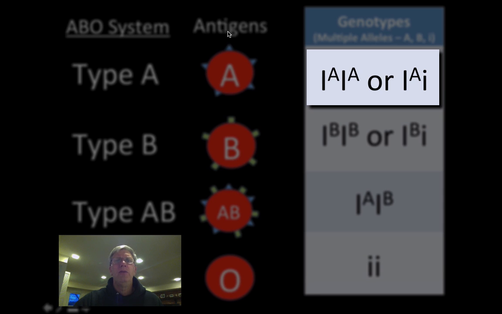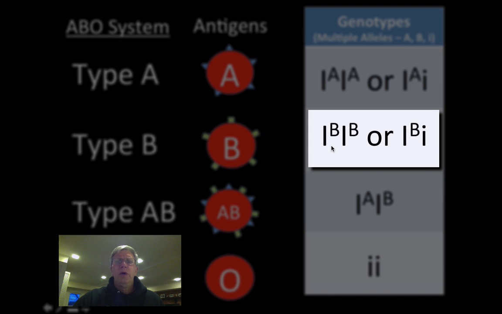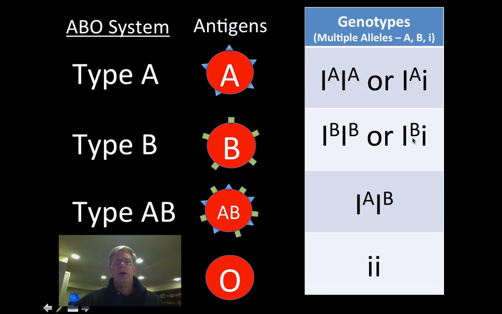There's a second way that somebody could have type A blood, and that would be if they received a type A dominant allele from one parent and a recessive allele for nothing from the other parent. Obviously, since type A is dominant, this would also result in type A blood. Likewise with type B blood, if both parents gave the B allele, the individual would have type B blood. Or if one parent gave the B allele and the other gave the recessive allele for nothing, for no antigen, then this individual would have type B blood as well.